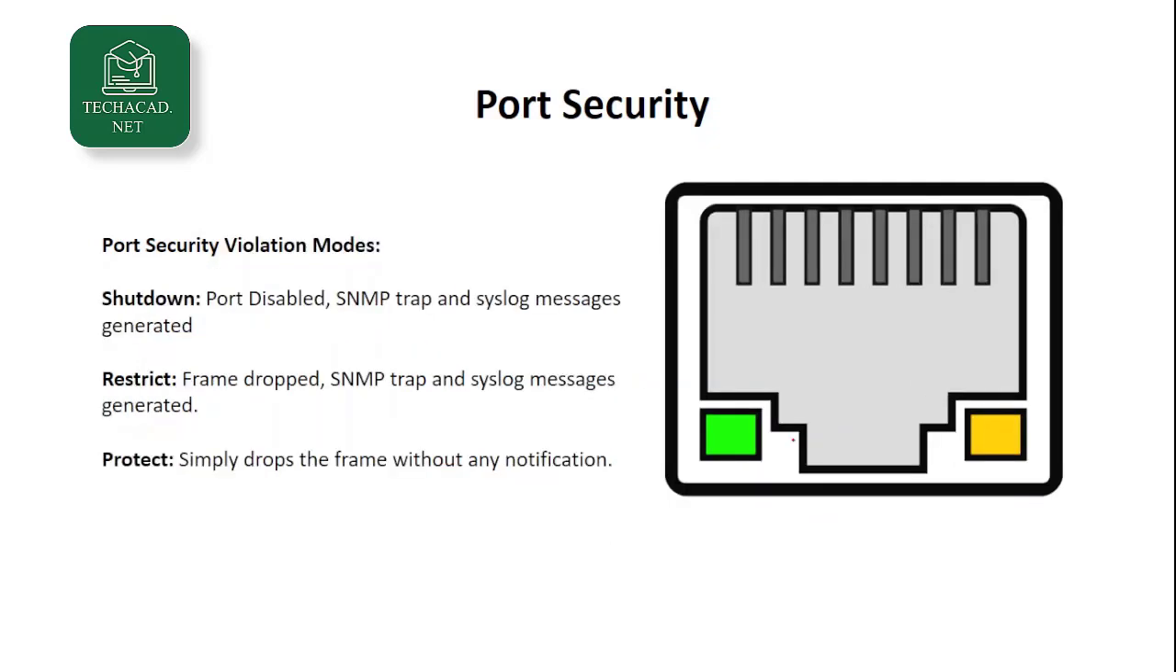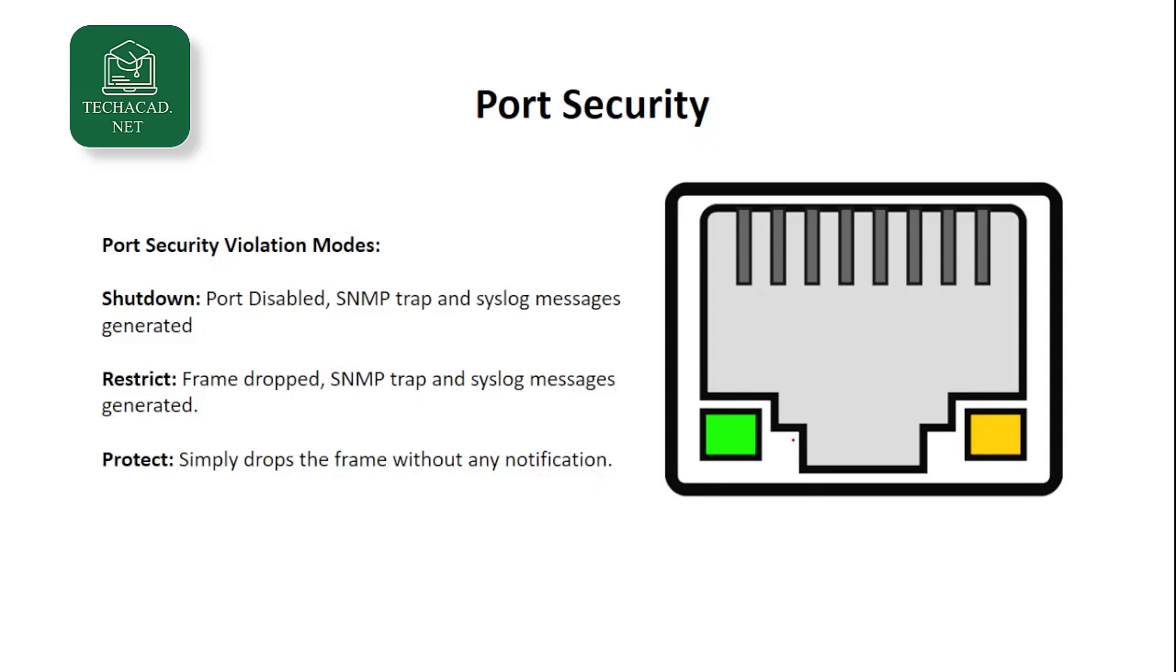There are three types of violation modes available in port security. Number one is shutdown. In this mode, the port will be disabled and it will generate SNMP trap and syslog messages. Number two is restrict mode. In this mode, the frames will be dropped and the port will not be shut down or disabled, but SNMP trap and syslog messages will be generated. The third one is protect. It will simply drop the frames without generating any notification, and the port will also not be disabled.